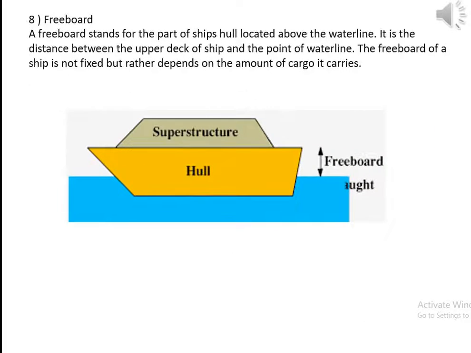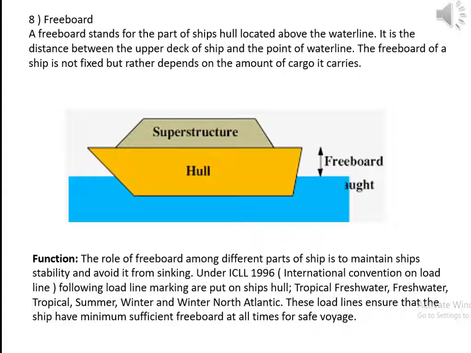8. Freeboard. A freeboard stands for the part of a ship's hull located above the waterline. It is the distance between the upper deck of the ship and the point of waterline. The freeboard of a ship is not fixed but rather depends on the amount of cargo it carries. Function. The role of freeboard among different parts of a ship is to maintain the ship's stability and avoid it from sinking. Under ICLL 1996, the International Convention on Load Line, the following load line markings are put on a ship's hull: tropical freshwater, tropical, summer, winter and winter North Atlantic. These load lines ensure that the ship has minimum sufficient freeboard at all times for a safe voyage.